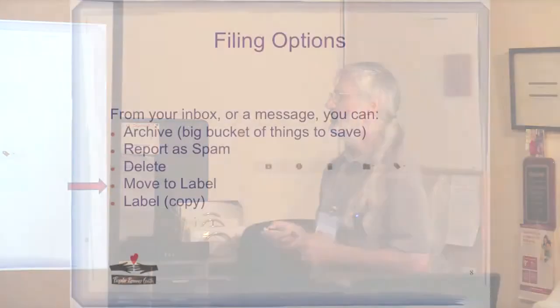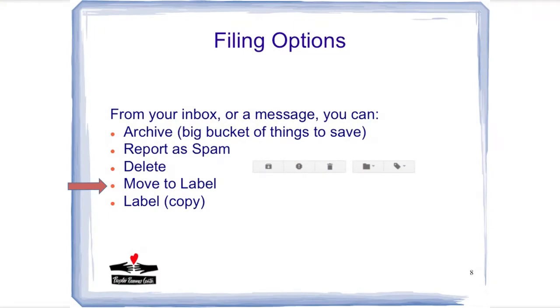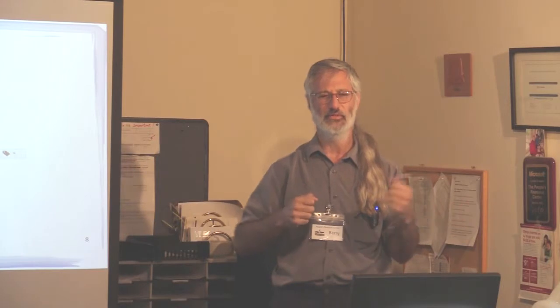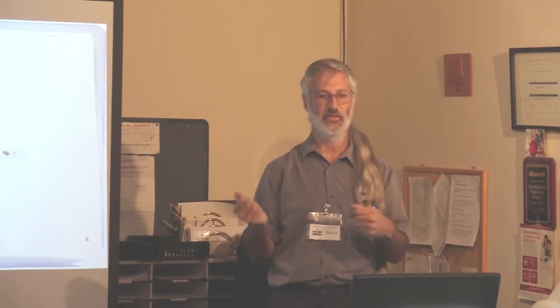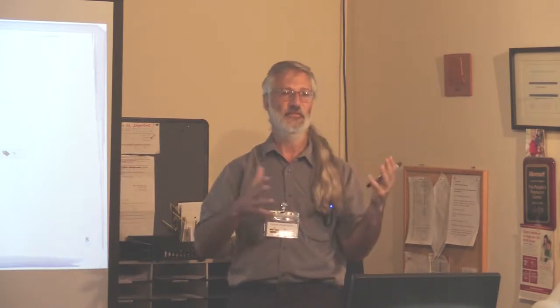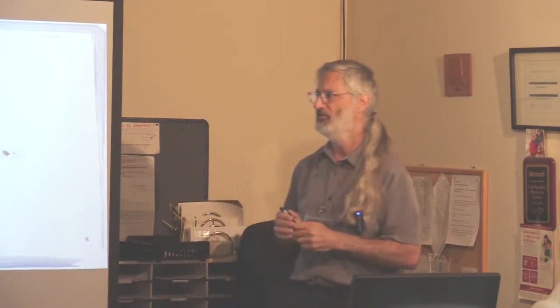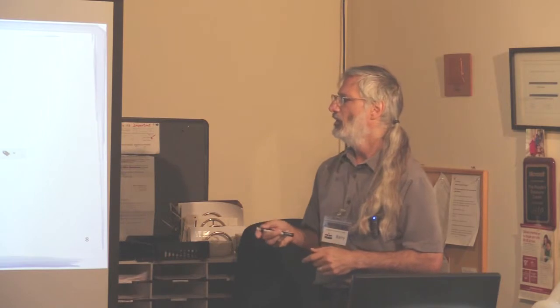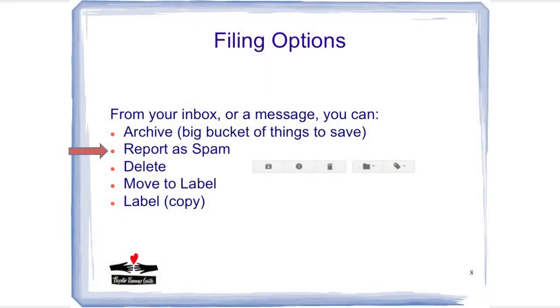You can move them to a label if you want to organize things. This is very similar to other email systems. They call them folders. In Gmail, they're labels, and they're slightly different. But if you move it to a label, then it's treated a lot like a folder. You can report it as spam, which will notify Gmail.